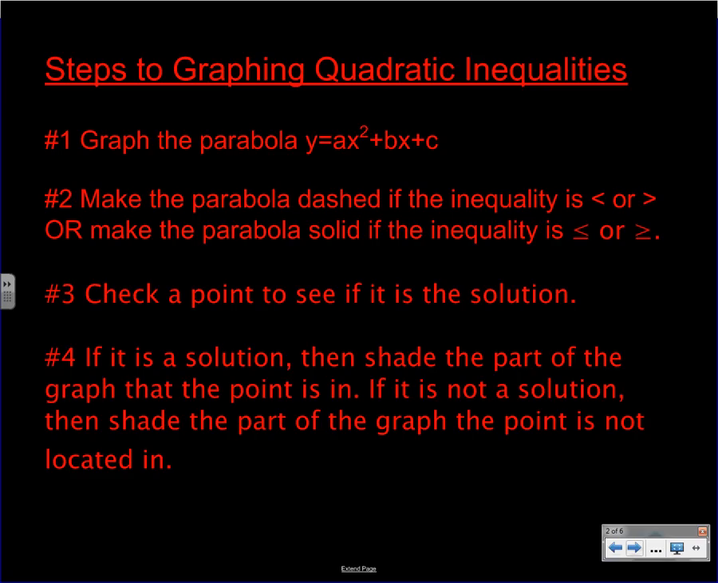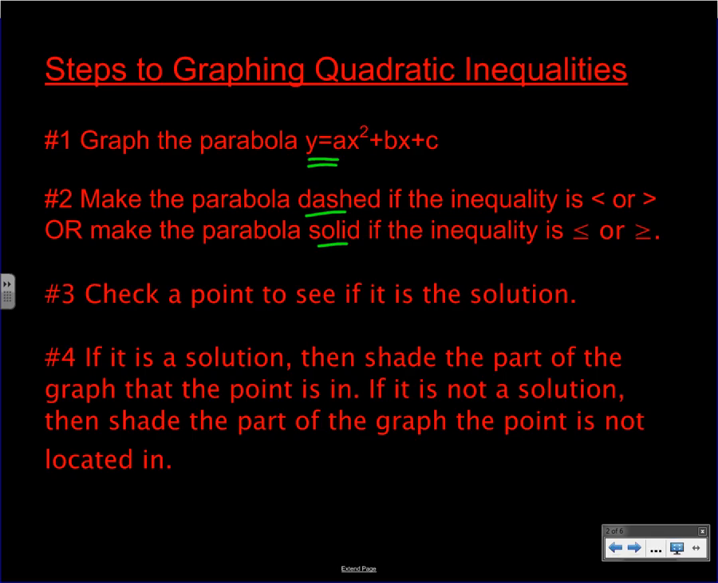There are going to be about 4 steps to graphing quadratic inequalities. A quadratic inequality is going to have either a greater than, possibly a less than, or greater than or equal to, less than or equal to symbol there. But what you do is you graph the parabola y equals ax squared plus bx plus c. You graph that parabola, and after graphing that, you determine whether it's dashed or if it's solid.